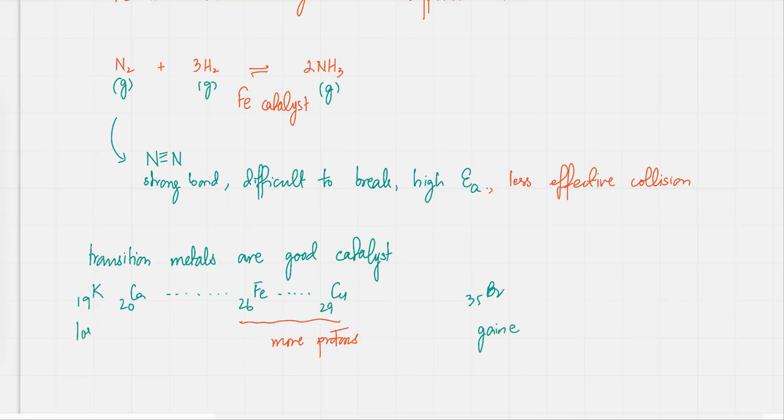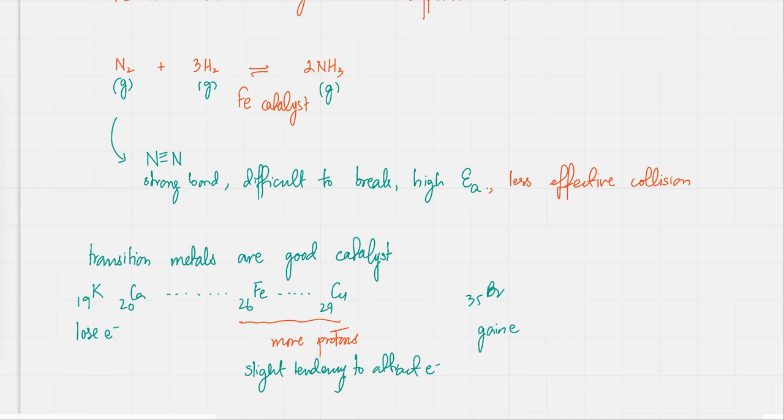Group 1 likes to lose electrons because it has fewer protons, so it doesn't attract its electrons very strongly. Bromine, on the other hand, really likes to gain electrons because it's got more protons. Transition metals are transitioning from a reactive metal to a reactive non-metal. So they've got more protons, and they have a very slight tendency to attract electrons. They're not like non-metals, which attract electrons very strongly.